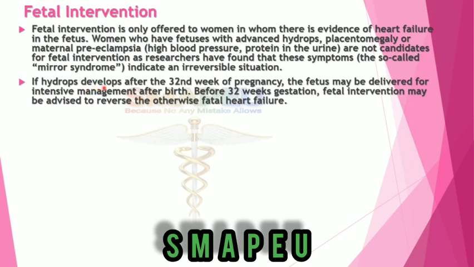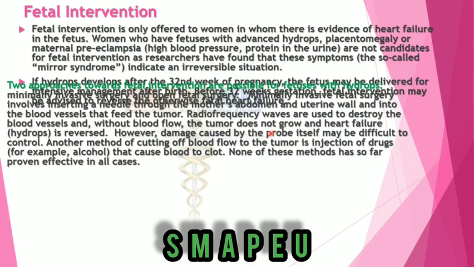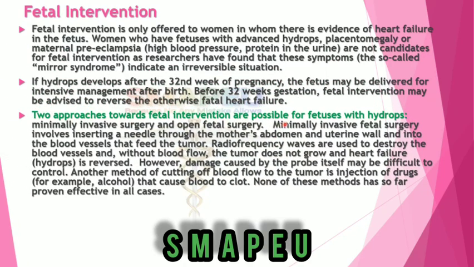If the hydrops develops after the 32nd week of pregnancy, the fetus may be delivered for intensive management after birth. Before 32 weeks of gestation, fetal intervention may be advised to reverse the otherwise fatal heart failure. Two approaches towards fetal intervention are possible for fetuses with hydrops: minimally invasive surgery and open fetal surgery.